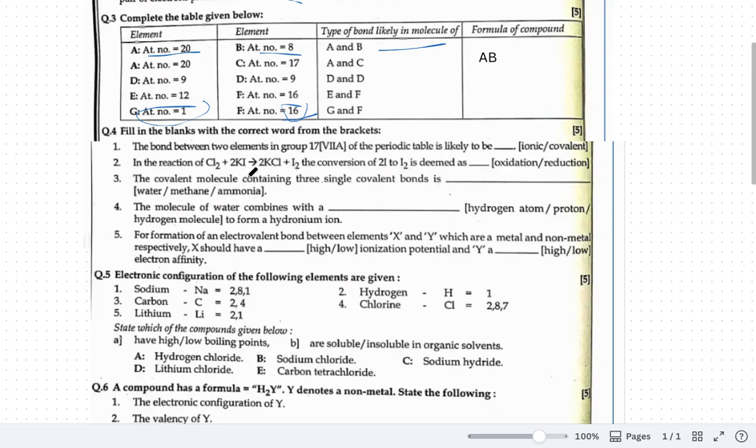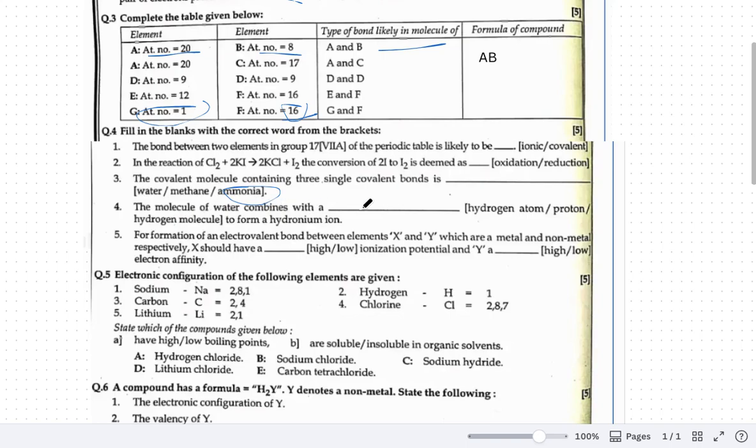In the reaction Cl2 + KI gives KCl + I2, the conversion of 2I to I2 is deemed an oxidation reaction. The covalent molecule containing 3 single covalent bonds is ammonia. Okay, you have 3 hydrogens coming in with nitrogen in ammonia, so it forms single covalent bonds.